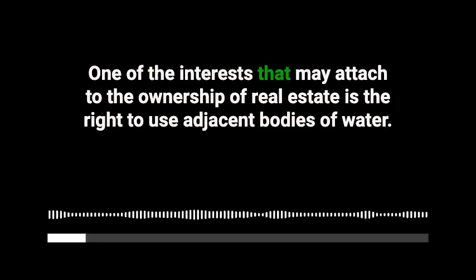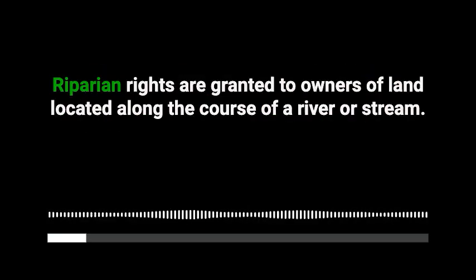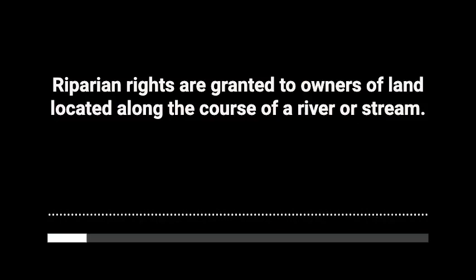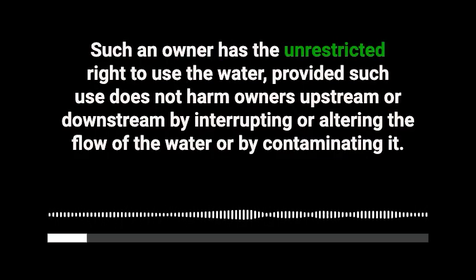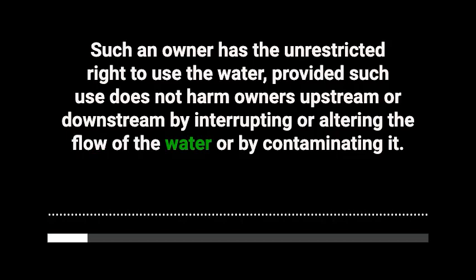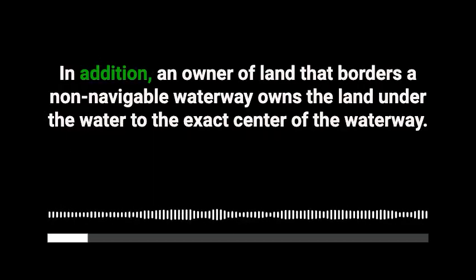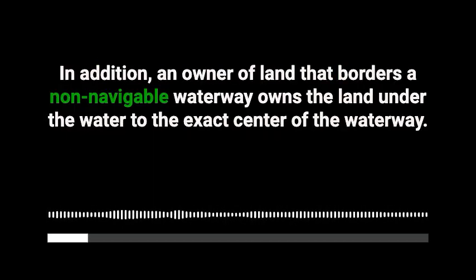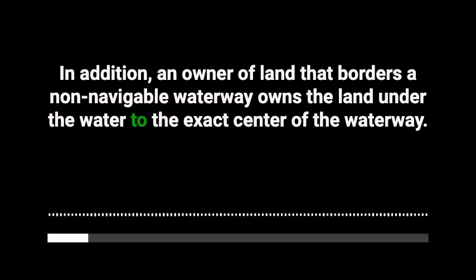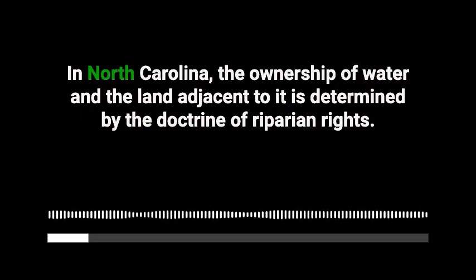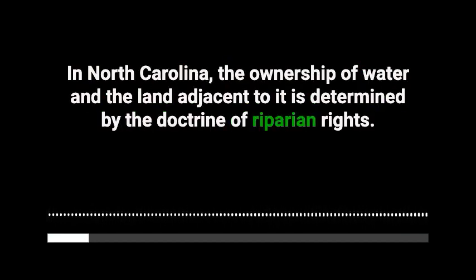One of the interests that may attach to the ownership of real estate is the right to use adjacent bodies of water. Riparian rights are granted to owners of land located along the course of a river or stream. Such an owner has the unrestricted right to use the water, provided such use does not harm owners upstream or downstream by interrupting or altering the flow of the water, or by contaminating it. In addition, an owner of land that borders a non-navigable waterway owns the land under the water to the exact center of the waterway. In North Carolina, the ownership of water and the land adjacent to it is determined by the doctrine of riparian rights.